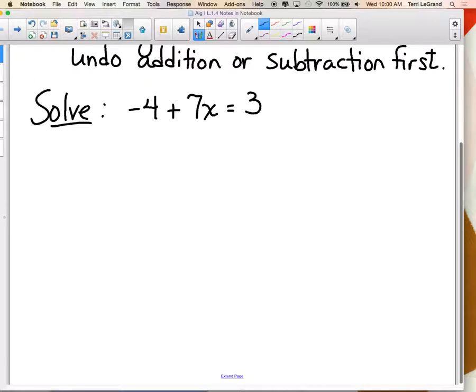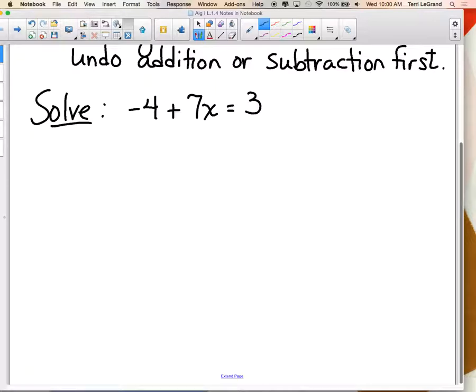And what did I say? We should undo what first? Addition. The addition or subtraction. So we're going to undo adding that negative 4. What do we have to do to undo adding a negative 4? What do we do there, Shay? Add 4 to both sides. Add the opposite of negative 4, because opposites combine to become what? 0. Opposites combine to become 0.